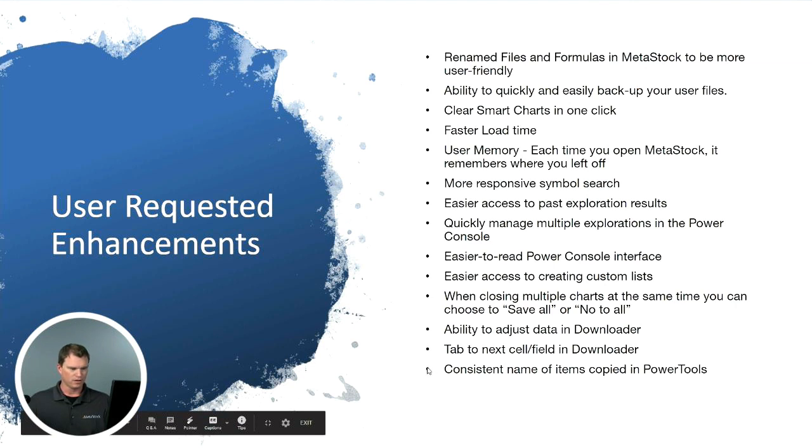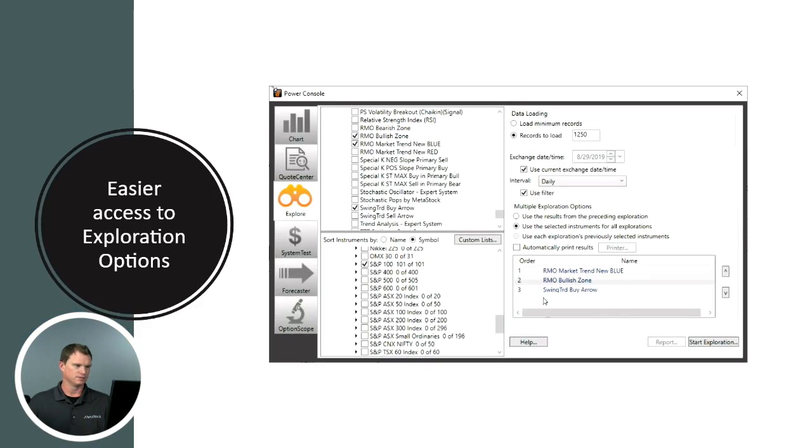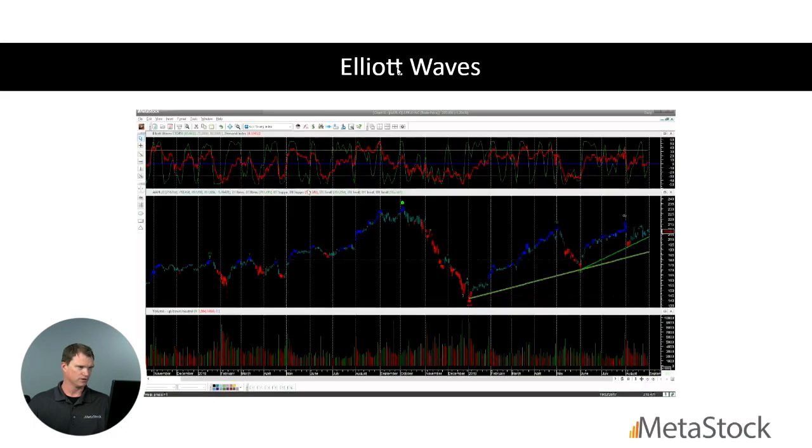And like I had said, the consistent name of items copied in the Power Console, just a lot of user friendliness, quality of life, really making things a lot faster and easier to work with inside the Power Console. So these are all user requests that we put inside of MetaStock 17. I've already gone through all these.